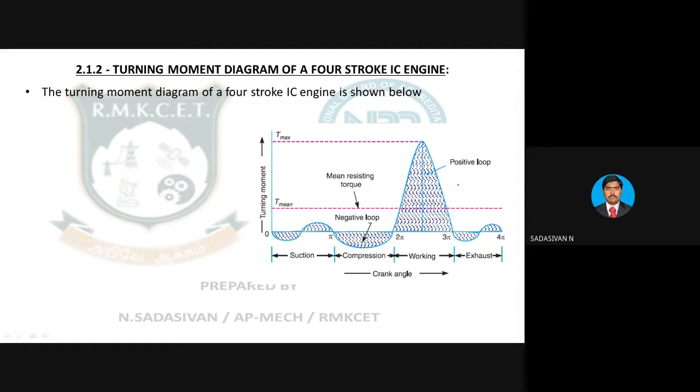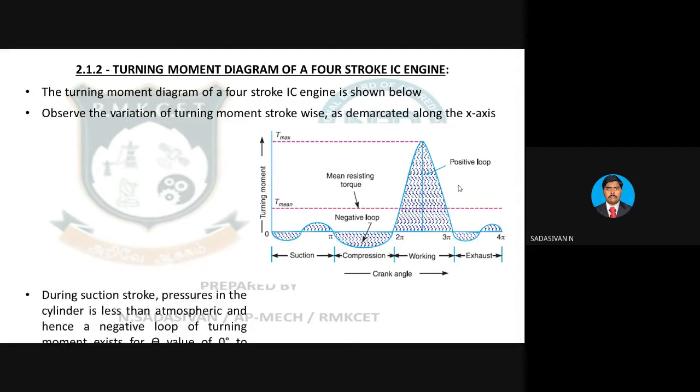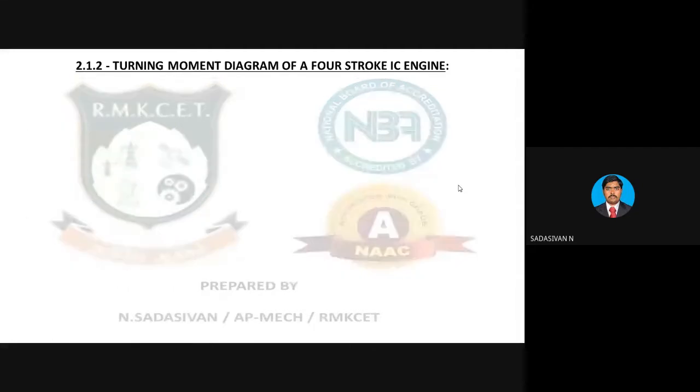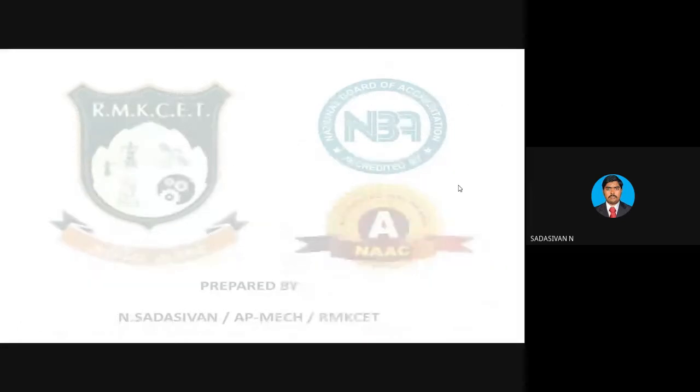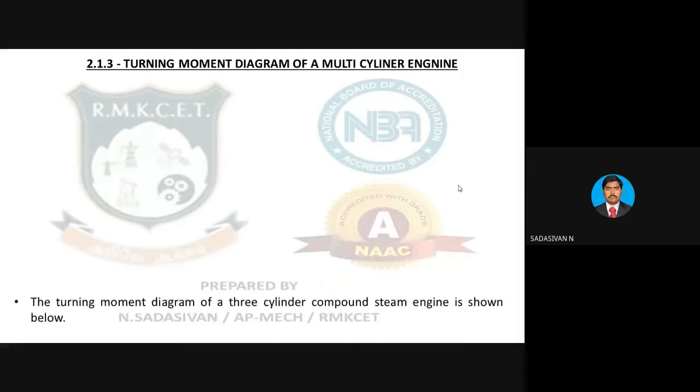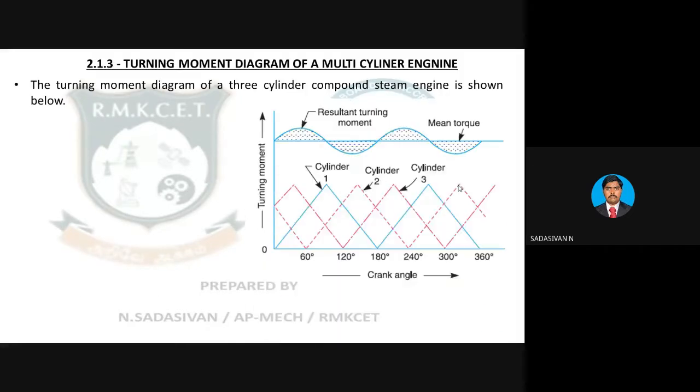It keeps fluctuating. Observe the variation in turning moment during the suction stroke. Pressure goes below the atmospheric pressure. The theoretical explanation is given to you; I don't want to go into detail on that. This will be shared with you, please read it. Now, one way to overcome this is going for a multi-cylinder engine.